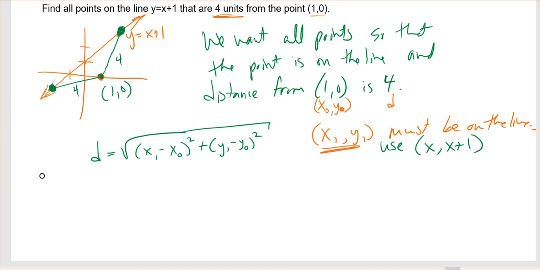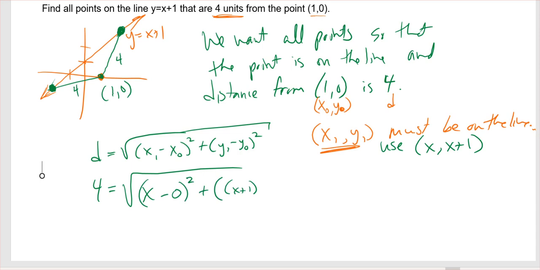Okay, so let's put all this stuff in there. We got 4 has to be our distance, so there's 4. And then we're going to put in x sub 1 here. X sub 1 is just x. And then minus x sub 0, we're using 1 for that. And then we've got y sub 1, that's x plus 1 right there. And then y sub 0, that's this guy. Wait, I put that in the wrong order. Excuse me. This one's a 1. Sorry about that. And then this one's going to be that 0. Okay, good. Now we're back on the right track. So now this must be true.